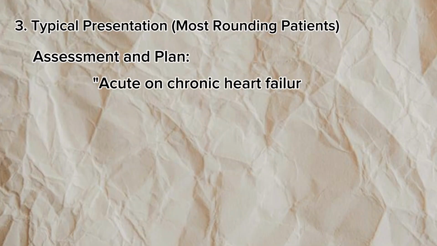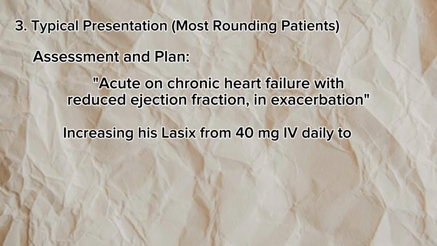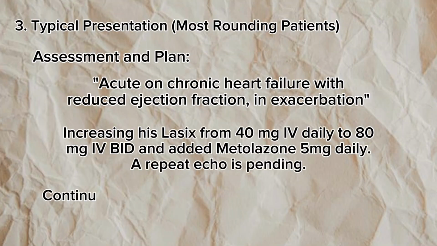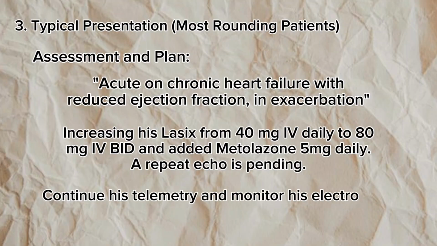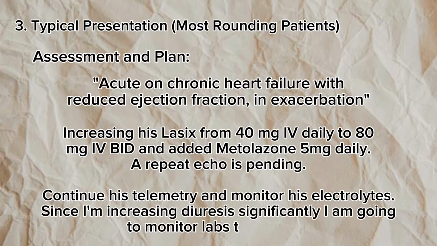For assessment and plan for his acute on chronic heart failure with reduced ejection fraction in exacerbation, I'm increasing his Lasix from 40 milligrams IV daily to 80 milligrams IV twice a day, and I also added metolazone 5 milligrams once. His repeat echocardiogram is still pending. I would like to continue his telemetry and monitor his electrolytes closely, and since I'm increasing his diuresis significantly, I ordered labs to be monitored twice a day.